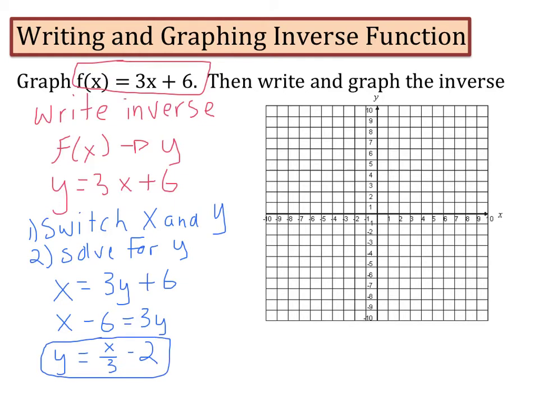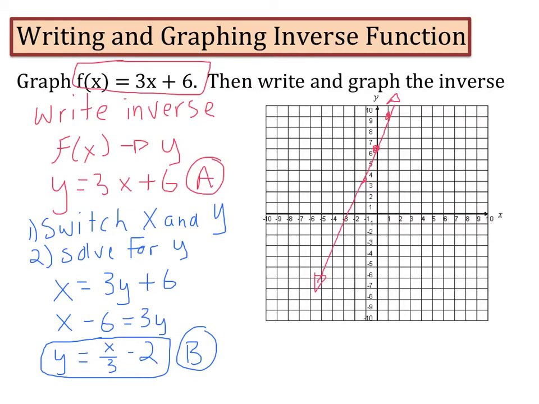Now we can graph both of our functions. I'll graph the original one in red and the new one in blue. The original function has a y-intercept of 6 and a slope of 3 over 1. So we go up 3, over 1, and down 3, over 1 as well. So here's my function, here's the line, and that's our first line.